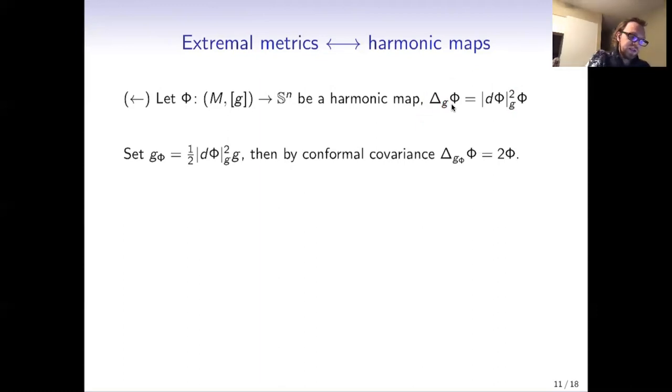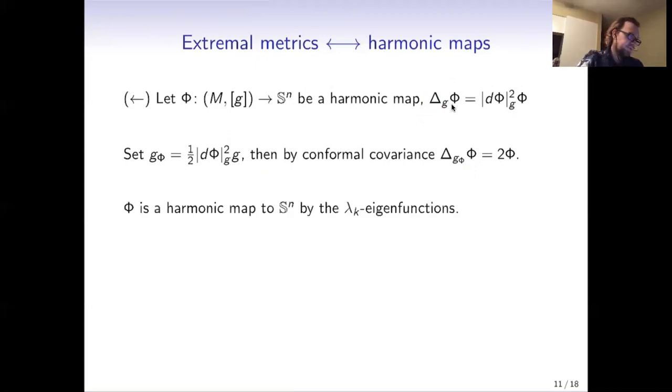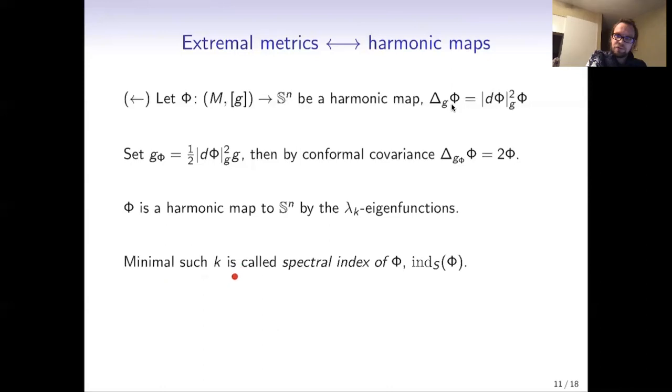So this is a map by eigenfunctions. All right, so which means that phi is a harmonic map to Sn by lambda k eigenfunctions for some k. So it tells you that those phi are eigenfunctions, and they correspond to some lambda k. And this lambda k is multiple, because you have many components of phi. So for the smallest such k, we have lambda k equals lambda k plus 1, et cetera. The smallest such k will be called the spectral index of phi.